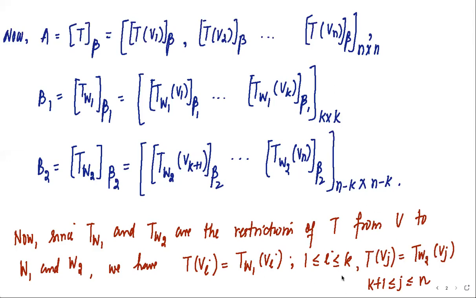Now we will use these two facts to evaluate these three matrices. So now we will do them one by one. Now this TW1 of V1 related to the basis beta 1 is in fact the first column of the matrix B1.